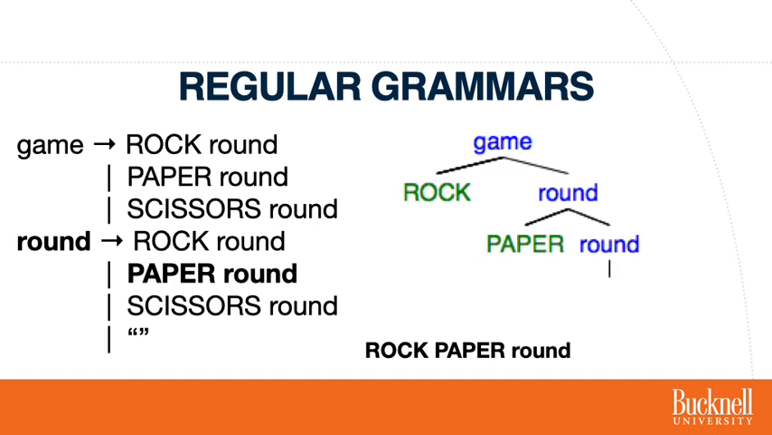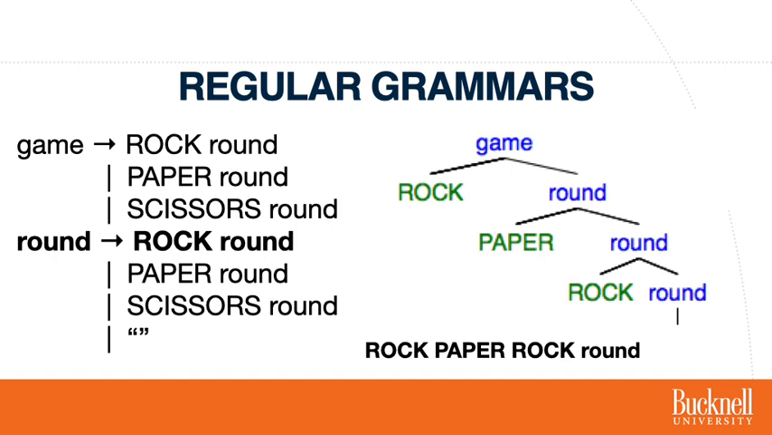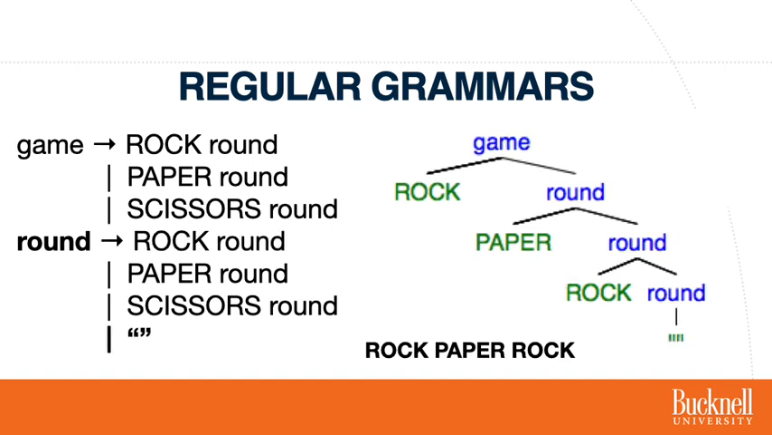We can play another round again by replacing round with something else. Let's say rock round this time. All right, we've played 3 rounds of rock, paper, scissors. We've played rock on the first round, paper on the second round, and rock on the third round. I think that's enough rock, paper, scissors. So let's use the last part of the round rule and delete the round symbol. And now we've created a legal sequence of rock, paper, scissors plays.